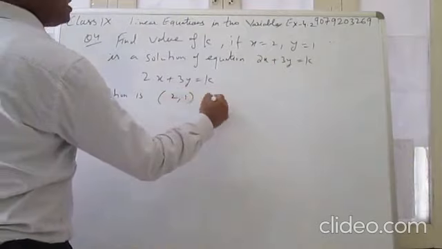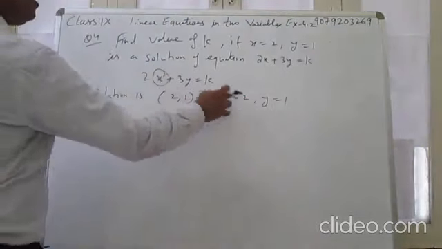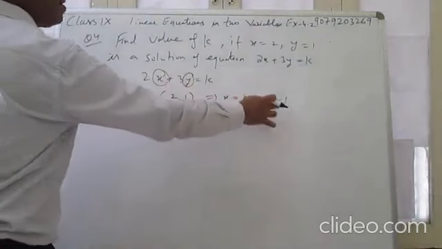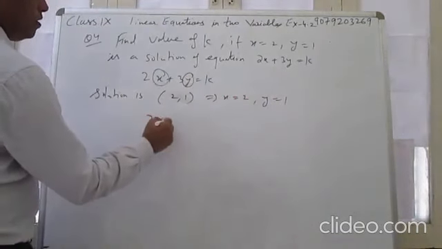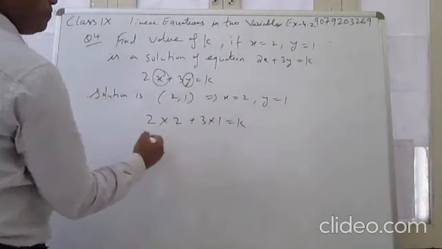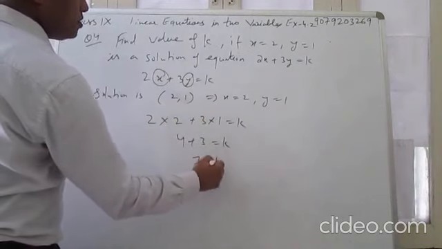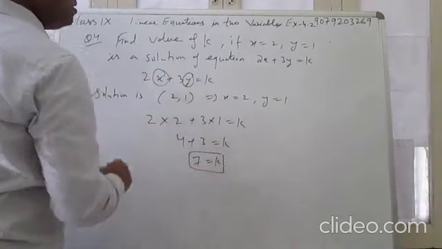The solution is 2, 1. Means x is equal to 2, y is equal to 1. Instead of x you can write 2, instead of y you can write 1. So put it here: 2 into 2 plus 3 into 1 is equal to k. 4 plus 3 is equal to k. 7 is equal to k.